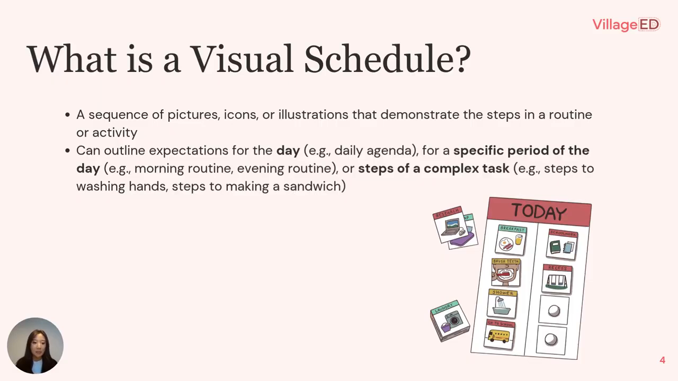A visual schedule is a sequence of pictures, icons, or illustrations that demonstrate the steps in a routine or an activity. It can outline expectations for the day, like a daily agenda, or for a specific period of the day, like a morning routine, an evening routine, or a bedtime routine, or steps of a complex task, like steps to washing hands, steps to making a sandwich.